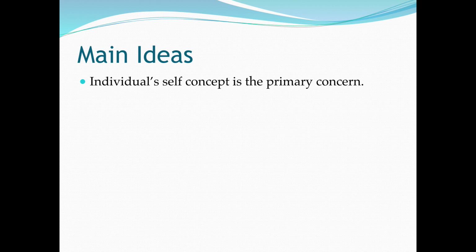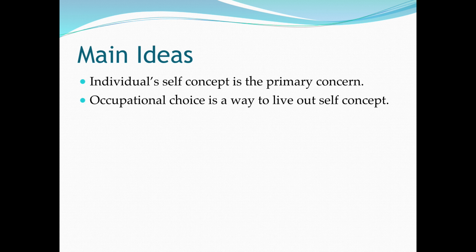So what are the main ideas of Super's developmental theory? That individual self-concept is the primary concern. Who am I? How do I fit into this? With trait factor, starting back with Parsons and going into Holland, it's not so much about self-concept. It's about connecting those. These are my skills, and how do I use them in the job? And that an occupational choice is actually a way to live out a self-concept. I mean, this is who I am. I'm an educator, and how do I make that work? How does it come out? What does it look like with a job?